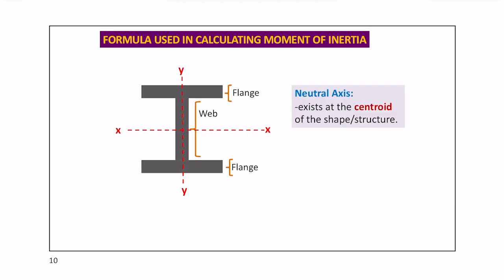The formula used in the calculating moment of inertia, the neutral axis, which exists at the centroid of the shape or structure. So this is the neutral axis. Basically, it is exactly at the centroid of the shape.